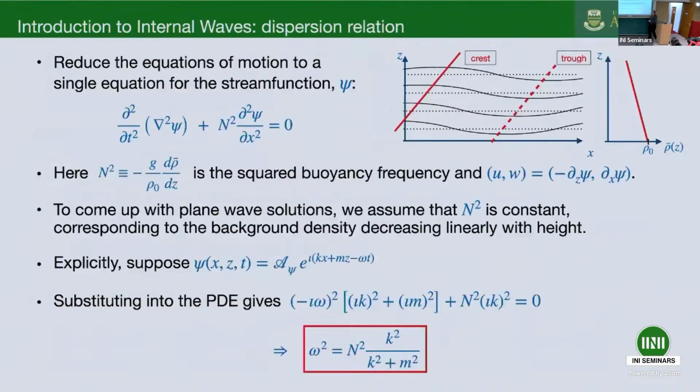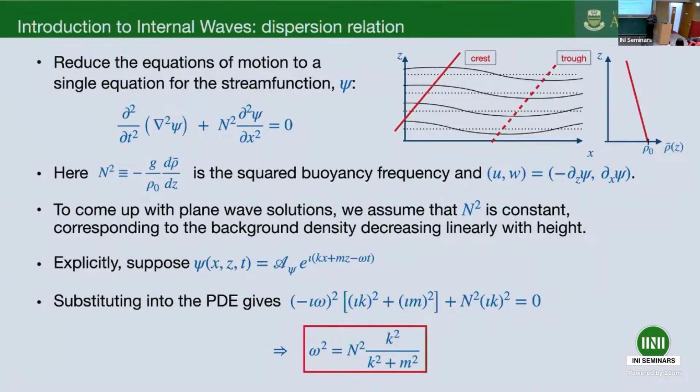Okay. So if you take those four linearized equations in four unknowns, combine them, and cast it in terms of a stream function psi, then you get this single linear equation that describes the structure as well as the dispersion relation of the waves. Here, the crucial quantity is N squared. That's the stratification given in terms of the background density gradient, d rho bar dz. And again, our horizontal and vertical velocities are cast in terms of derivatives of the stream function.